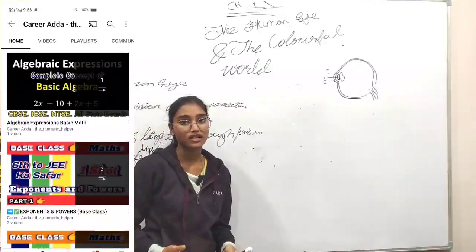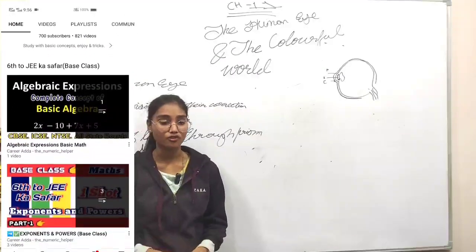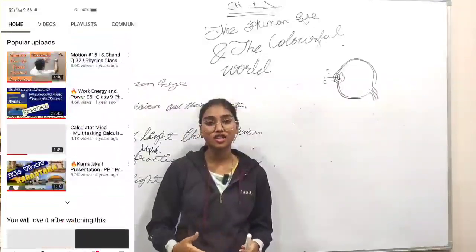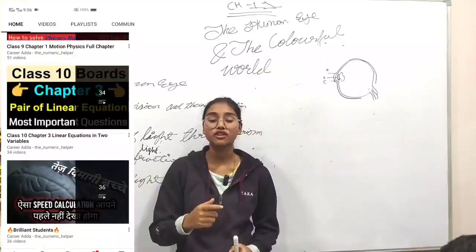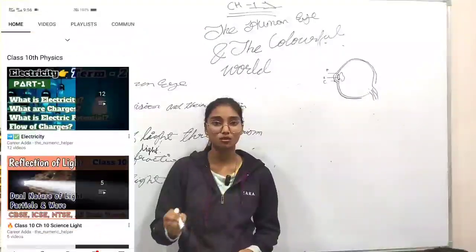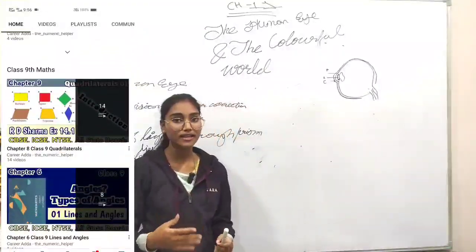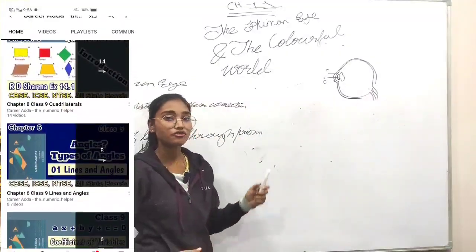So what is the human eye and why is it necessary for all of us? The human eye is an essential and necessary part for all of us because it is the only part through which we can visualize things and see the world. So let's quickly recap the parts of the human eye.